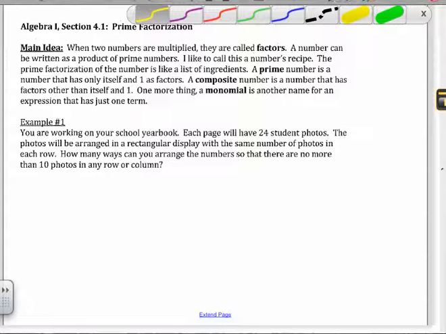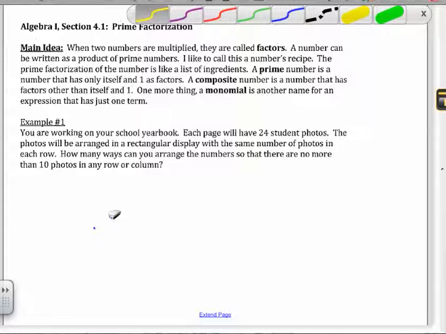Guys, one other thing here. A monomial is another name for an expression that has just one term. So something like 4x, that's a monomial. But 4x plus 2 is called a binomial because it has two terms in it. But this thing is called a monomial. Okay, now let's let that stuff go to the side.